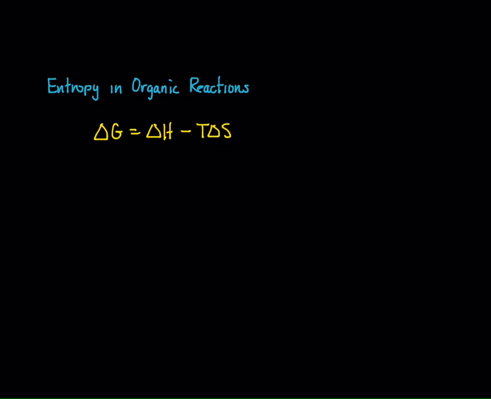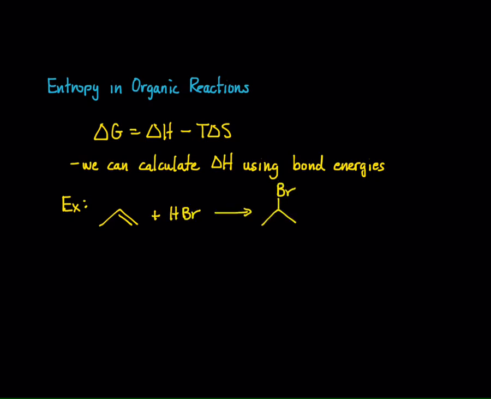Now delta H, we can easily calculate. Why? Because delta H is related to the bond energies of reactants and products. So for example, if I have propene and propene reacts with HBr, we've seen this reaction before, right? I get 2-bromopropane. And all I have to do to calculate delta H is recognize the bonds that are broken and the bonds that are made. So in this reaction, the bonds being broken are the carbon-carbon pi bond, and the HBr sigma bond.